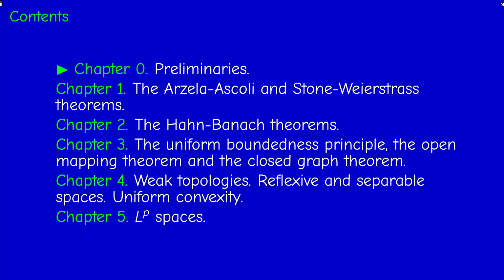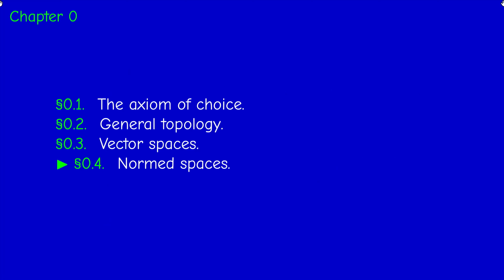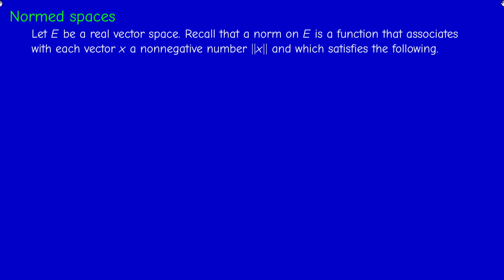In this video, we are going to finish chapter 0 with section 0.4 about normed spaces. As you know, a norm on a vector space E is a function that associates with each vector x a non-negative number, denoted with this symbol, 2 vertical bars. So it's non-negative and it is 0 if and only if the vector is 0.